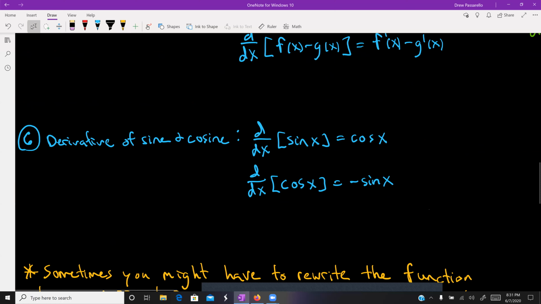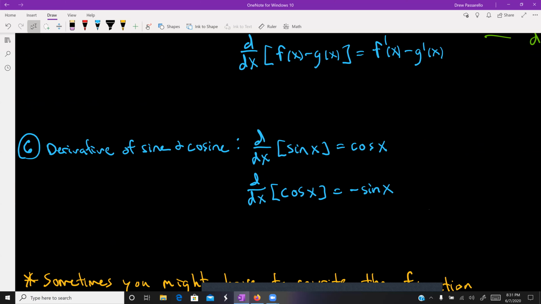And then the last two rules for this section are derivative of sine and cosine. And it's just the derivative of sine is cosine, and the derivative of cosine is negative sine.